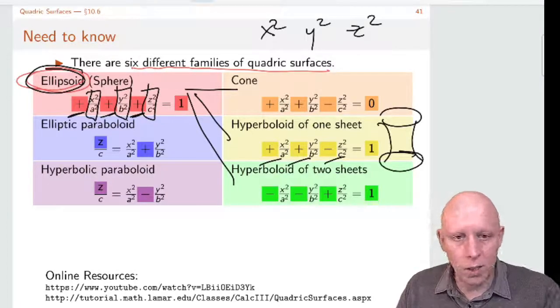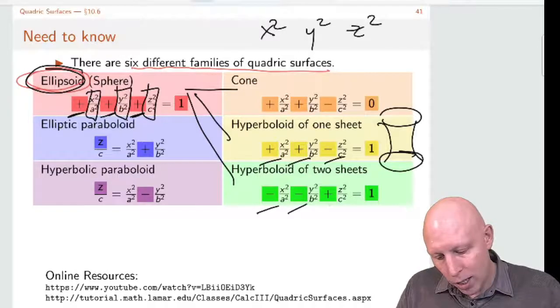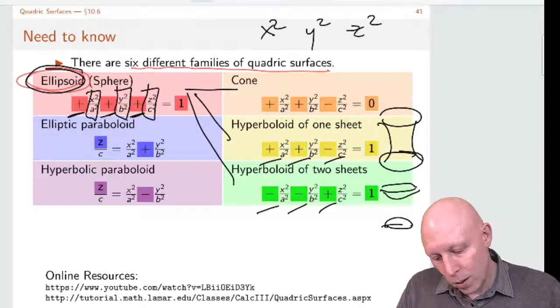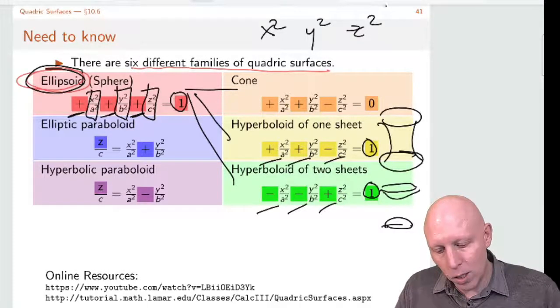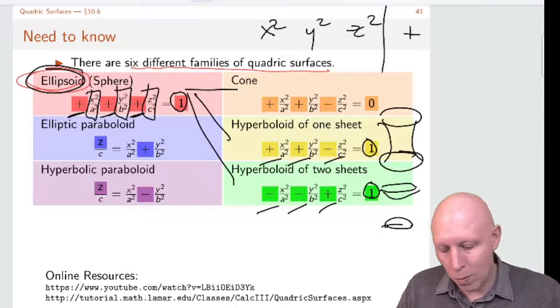which kind of looks like that. We'll see a picture in a second. When you have 2 of them negative and 1 of them positive, then what you get is something looking like a hyperboloid of 2 sheets. And what we've done here is we've written these as x squared, y squared, and z squared on one side of the equation, and a positive number on the right side of the equation.